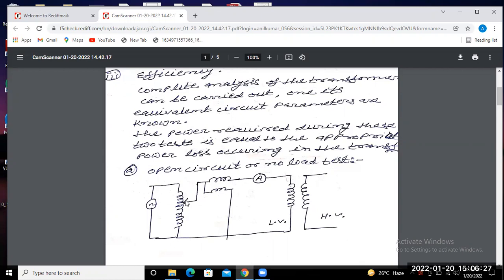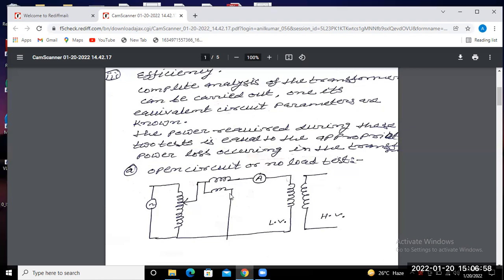And at this point we record all the instrument readings. That means the voltmeter reading, wattmeter reading, and ammeter reading. These three instruments are connected here. So at the rated voltage, we record all the instrument readings. What does the voltmeter reading indicate here? That means the rated voltage of the LV winding, is it not?